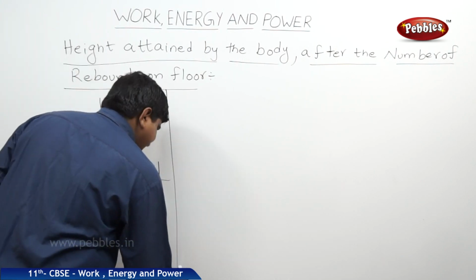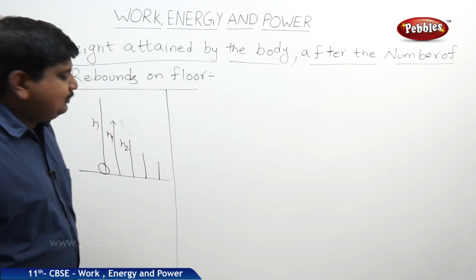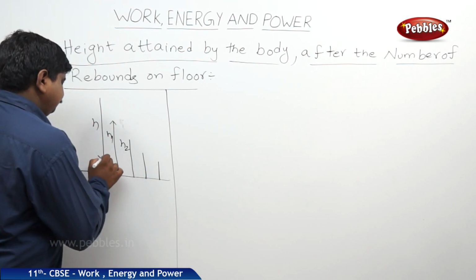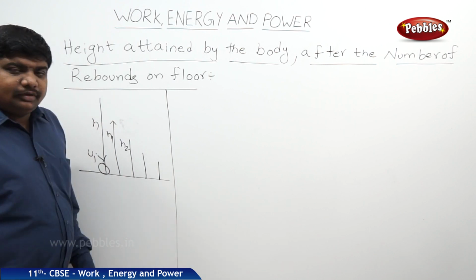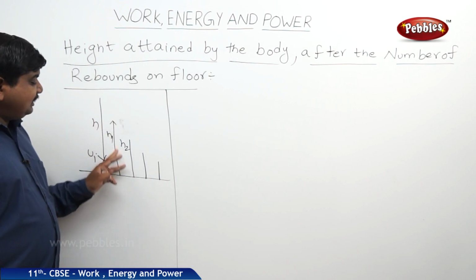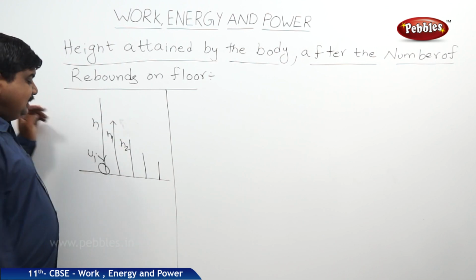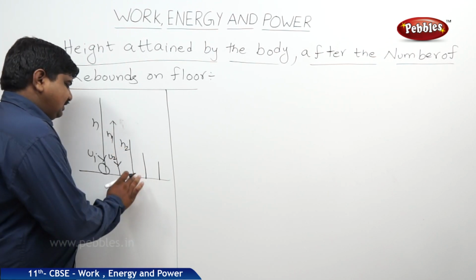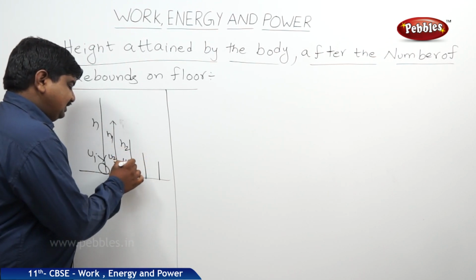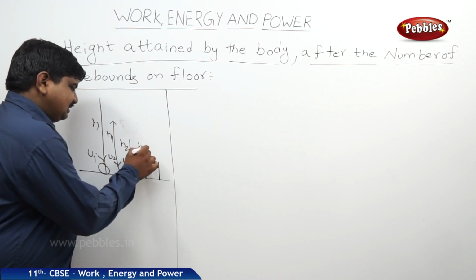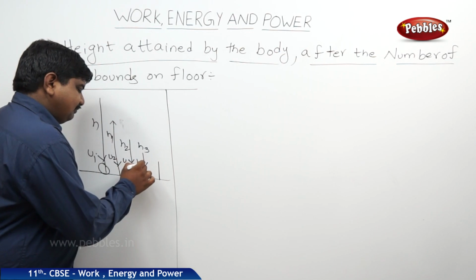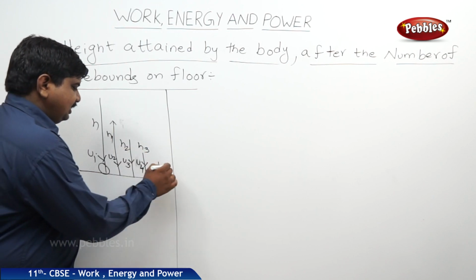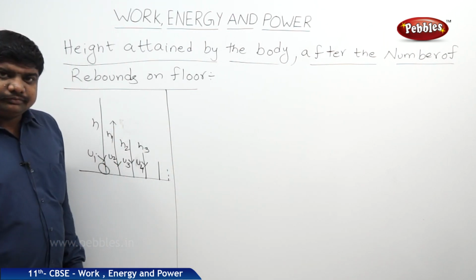So for this case, let us take a body which is falling from a height h with velocity u1. After colliding with the floor, it will reach a height h1. From the height h1, it will fall with the velocity u2. After that, it will reach the height h2 and fall with a velocity u3. After that, it will reach a height h3, and from that height h3, it will fall with a velocity u4. Like that, it will continue for n times.